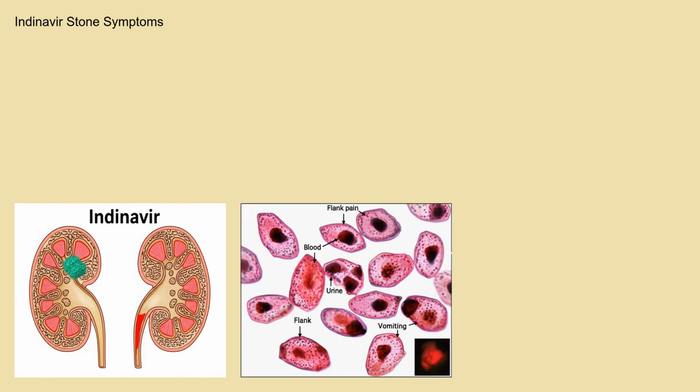The signs and symptoms of Indinavir stones are very similar to those of other kidney stones. The most common symptom is severe, colicky pain in the flank or lower back, often radiating to the groin. This pain, known as renal colic, is caused by the stone obstructing the ureter, the tube that carries urine from the kidney to the bladder. Other symptoms can include nausea, vomiting, blood in the urine, or hematuria, and frequent or painful urination. If the stone causes a blockage and leads to a urinary tract infection, fever and chills may also be present.